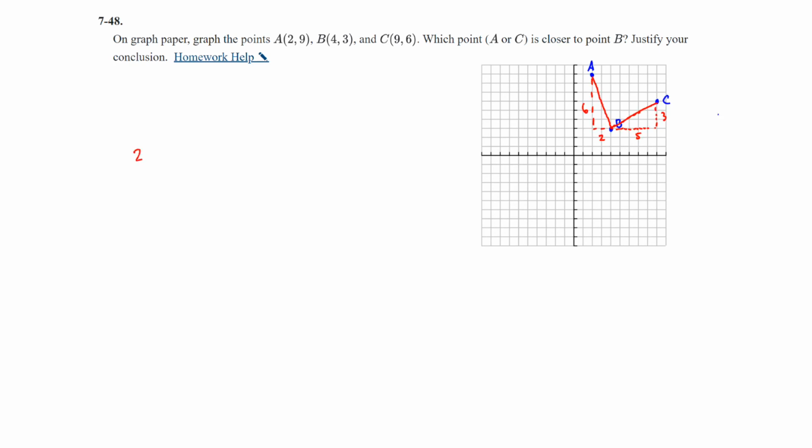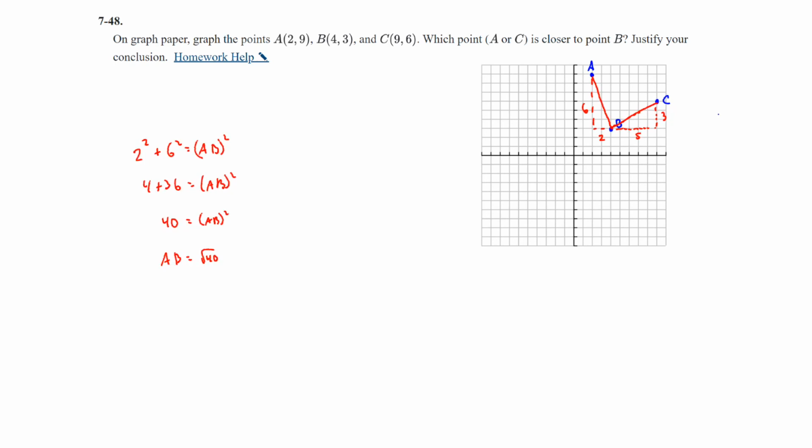I'll start with the first triangle on the left. That would be 2 squared plus 6 squared is equal to the length of AB squared. So that's 4 plus 36, and so that is 40. And so whatever the square root of 40 is approximately would be that length.